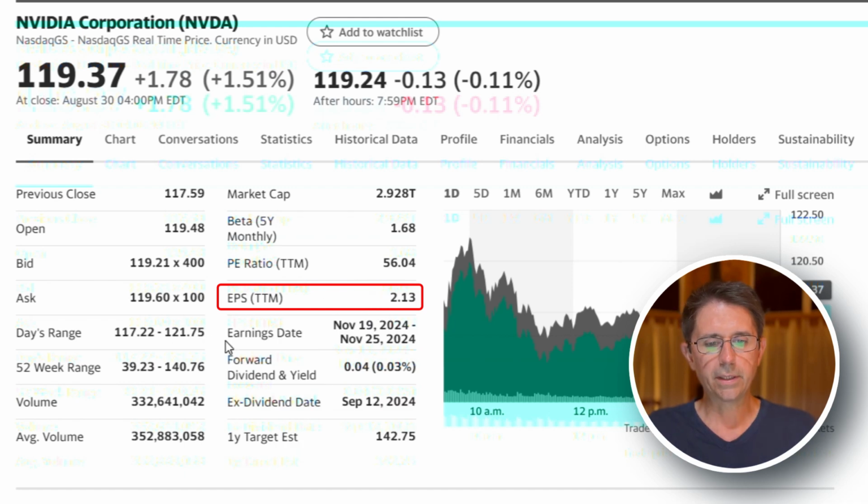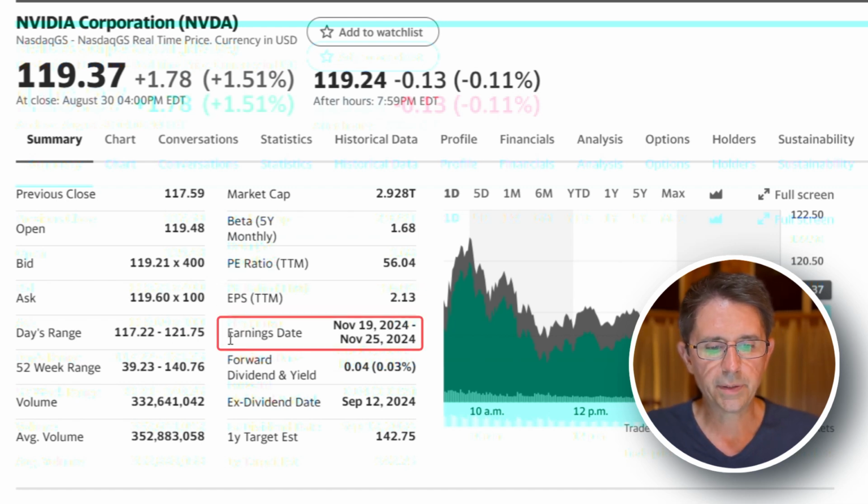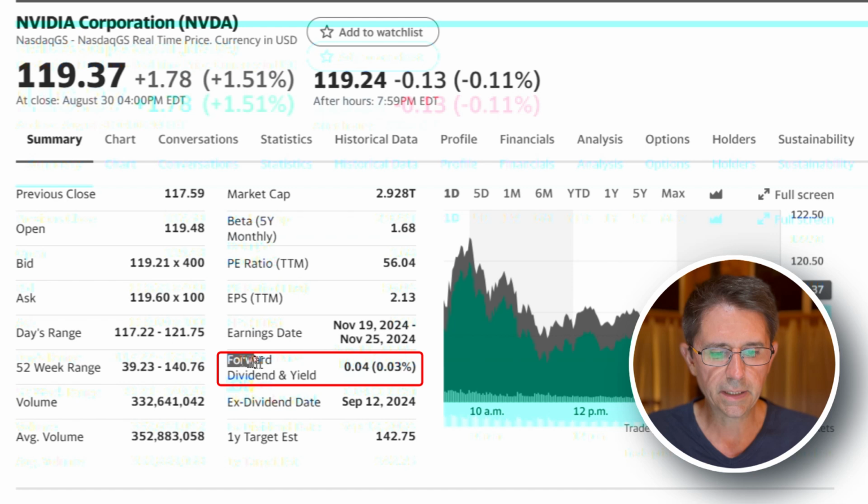Okay, then we have the earnings date. So they just released their earnings a couple of days ago, and the next projected earnings date will be between November 19th and November 25th. We don't know the exact date yet. Then we have the forward dividend and the yield.